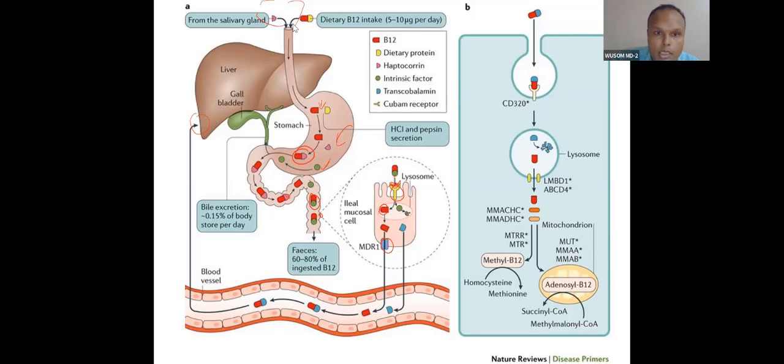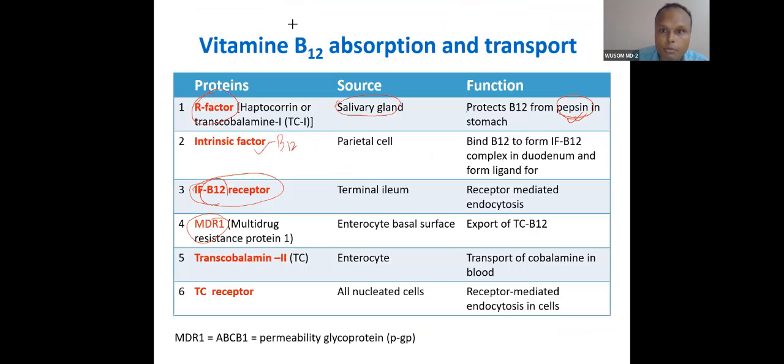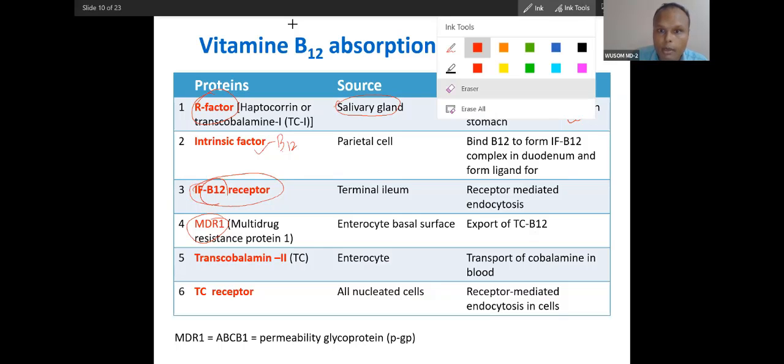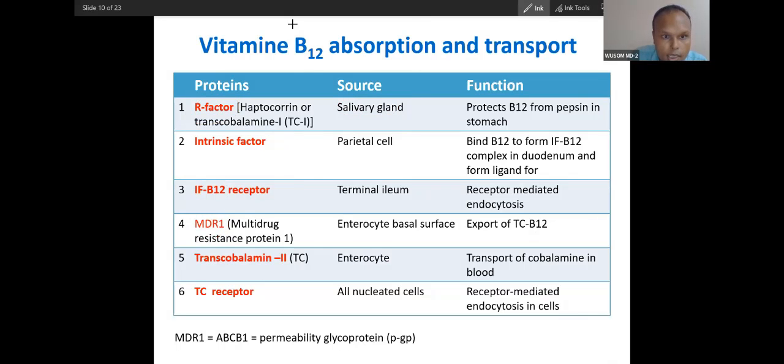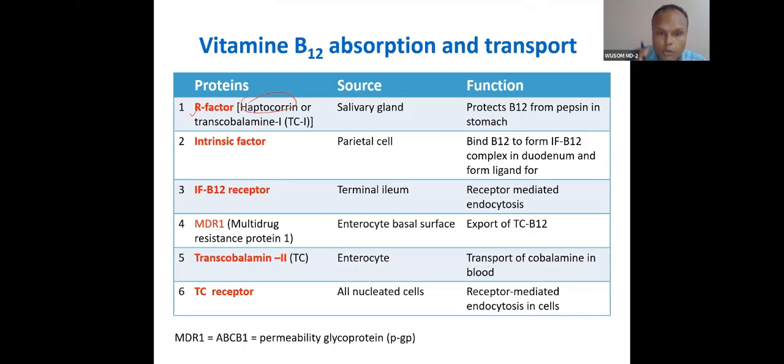Vitamin B12 absorption is very important because it requires multiple steps. Many proteins are involved. First is R factor, haptocorrin, because it binds corrin. The vitamin B12 ring is the corrin ring, a cobalt-containing ring, so you can remember that is where the name came from: corrin, cobalt ring. It is also called transcobalamin 1. It protects vitamin B12 from gastric acid and other environment.